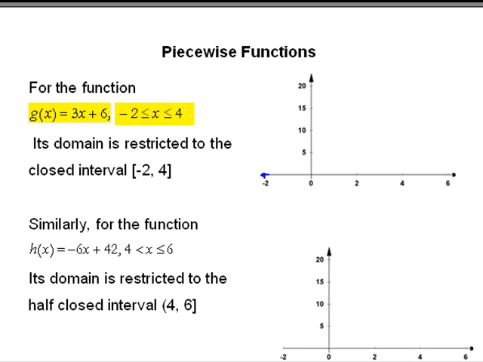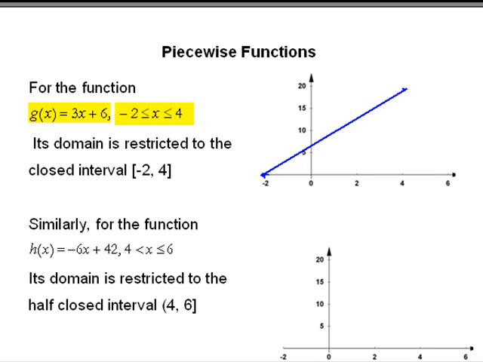Then I look at g at the upper endpoint of its domain. In that case, x is 4, and I find that g of 4 would be 18. So at 4 and 18, I would again put a solid circle. To draw the function, I then just connect these two dots. Okay, that is the function g of x, x restricted to -2 to 4.